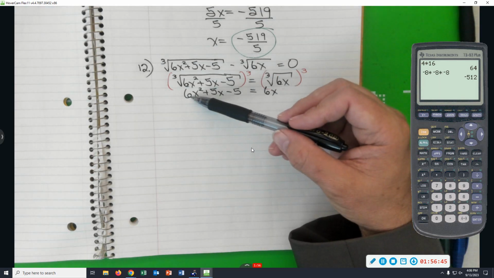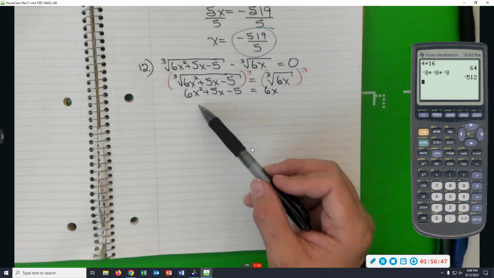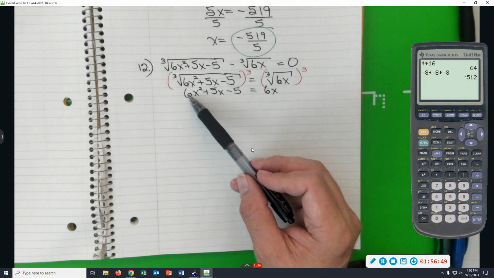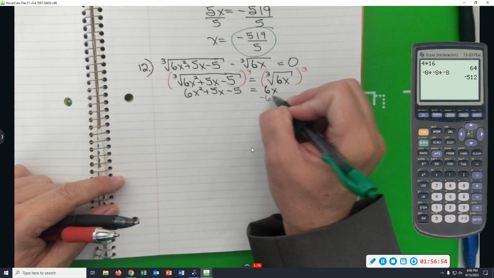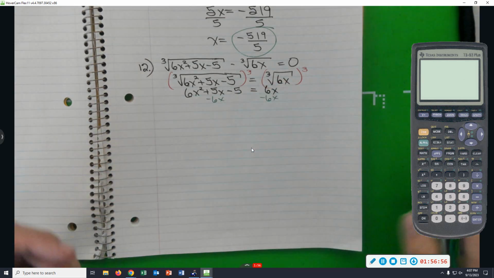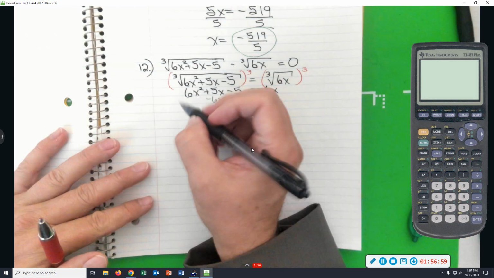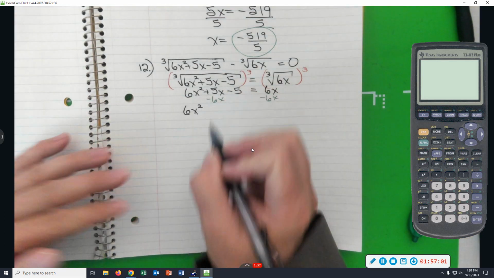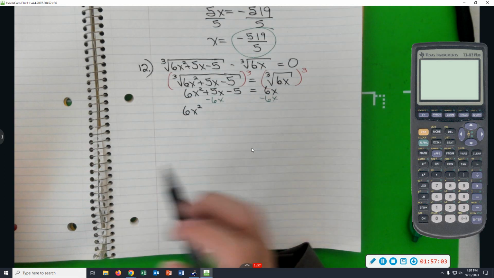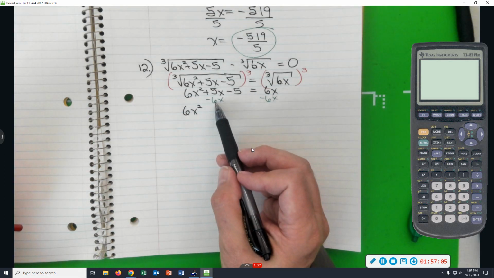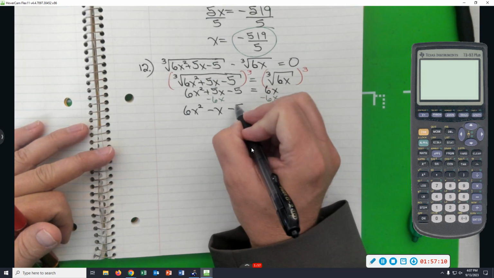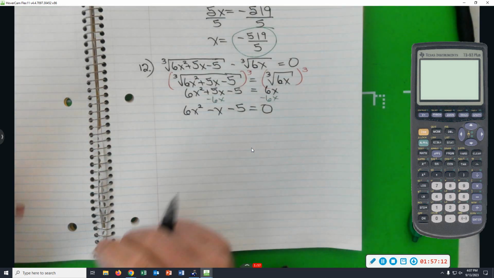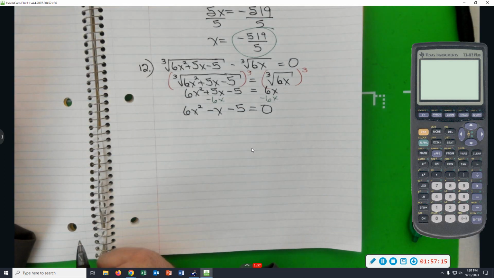We don't want to move this 6x squared to the other side because that positive 6 would become a negative 6. So we're going to subtract 6x from both sides. I'm doing that rather than the little universal move over. It accomplishes the same thing. So we have a 6x squared, 5x minus 6x gives us minus 5 is equal to 0. Negative x or minus 1x, whatever you want to write on that middle term.